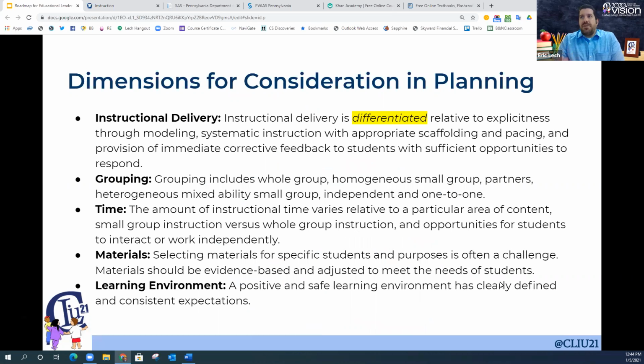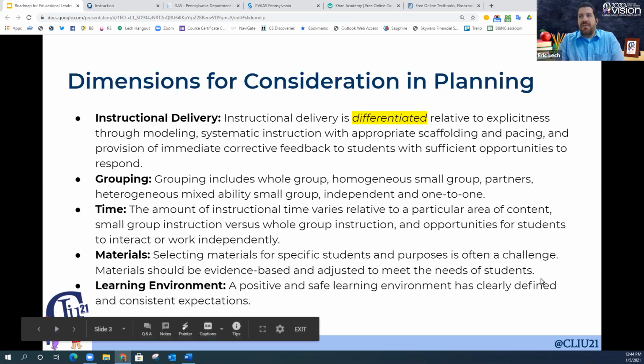As we move forward and start thinking about instructional planning, some major dimensions for consideration in planning are the instructional delivery, and specifically the differentiation needed as we move forward in our planning process, making sure that we provide scaffolding, changes in pacing, or feedback that's needed for students to continue forward that is differentiated based on what they need, providing that equitable learning environment.